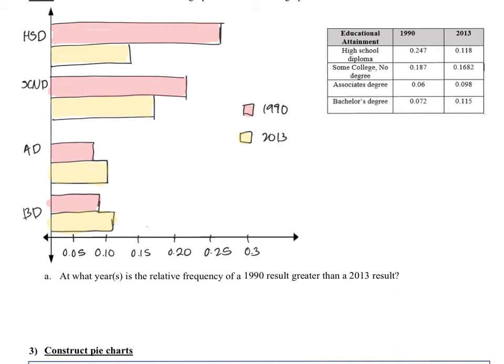And once again, for what educational attainment is the relative frequency of a 1990 result greater than a 2013? So for what educational attainments is 1990 greater? Well, 1990 is greater here and here, but it's less than here and here.